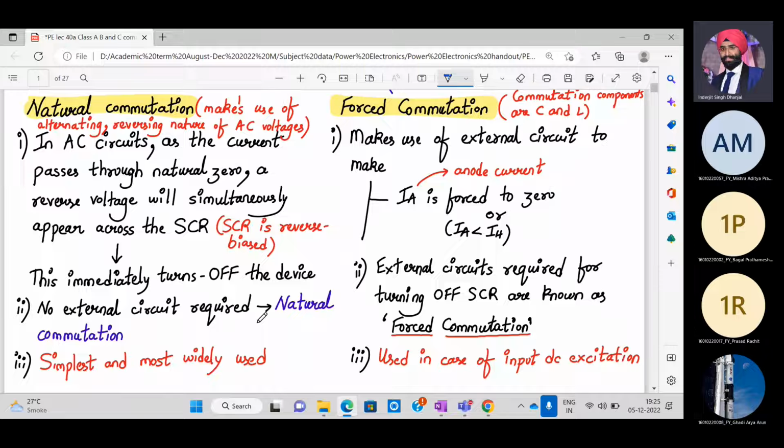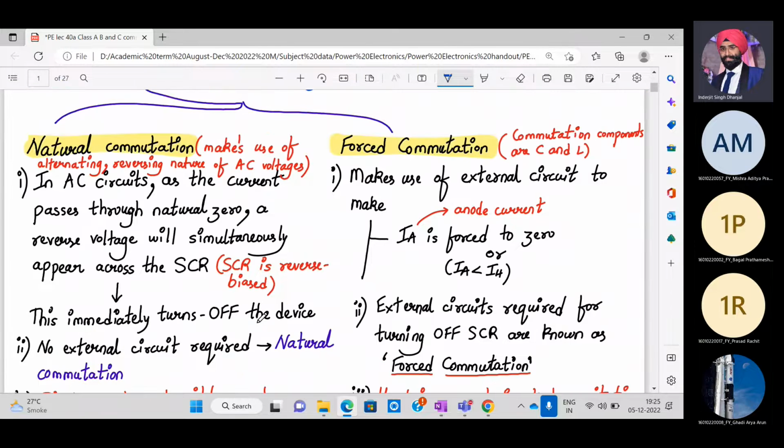So it is the simplest and the most widely used. It is the most often used technique in controlled rectifiers. All the controlled rectifiers use this natural commutation of the SCR to turn it off. Okay, I hope you have understood this.